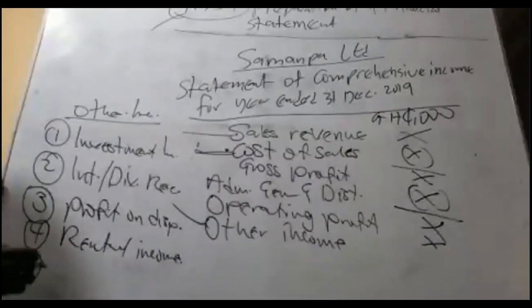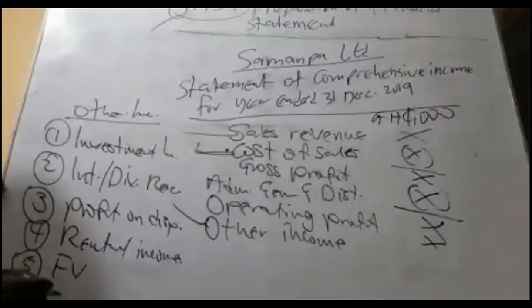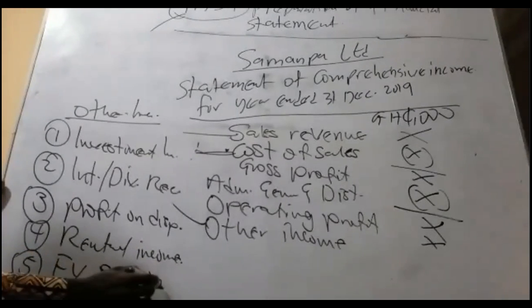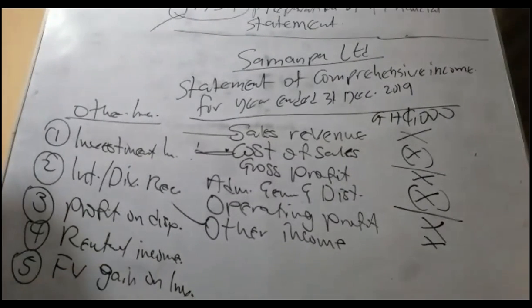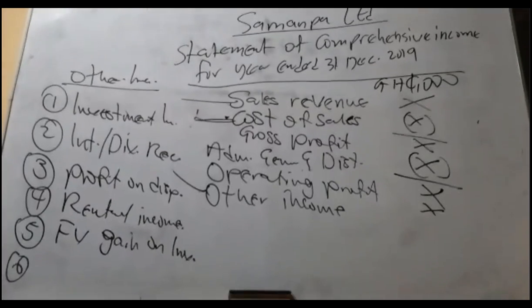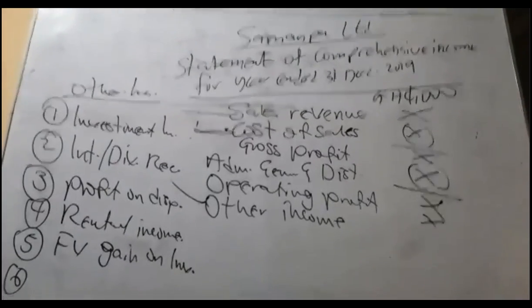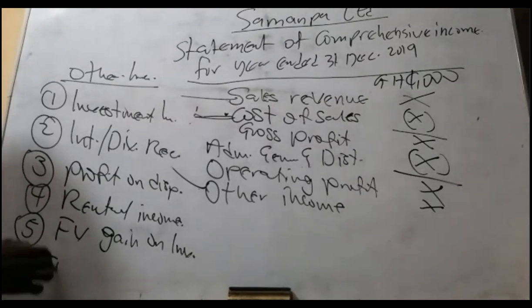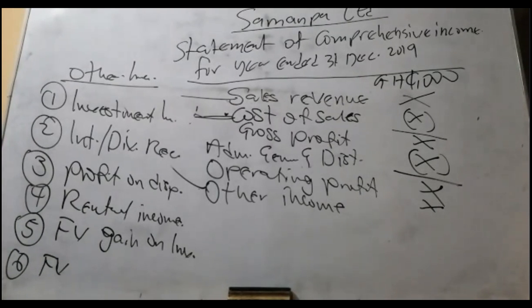Five, fair value gain on investment property. And then six. Six is fair value gain on financial assets, fair value through profit and loss.